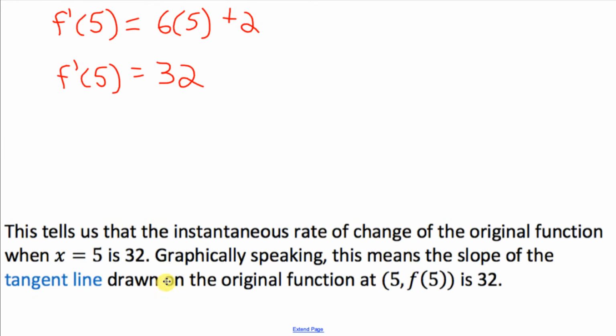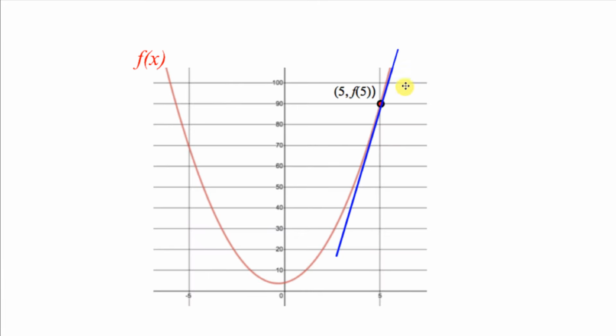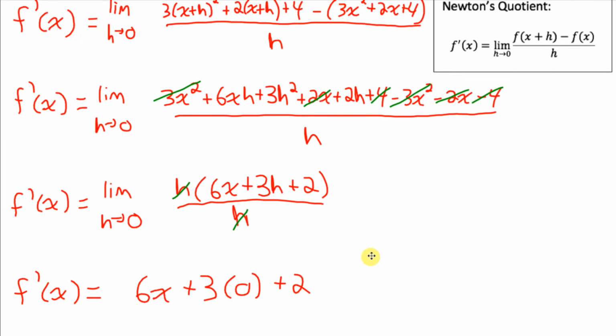I've said it a few times here, but let's write this out. It tells us the instantaneous rate of change of the original function when x is 5 is 32. Graphically speaking, that would be the slope of the tangent line on the original function at the point (5, f(5)), wherever that is. And there's the graph there just to demonstrate that for you. So there's the point (5, f(5)). If I wanted the y value, just plug 5 into the original function. If I want the slope of the tangent at that point, the equation of the derivative tells me that. So the slope of that blue line is equal to f prime at 5, which we figured out is 32.